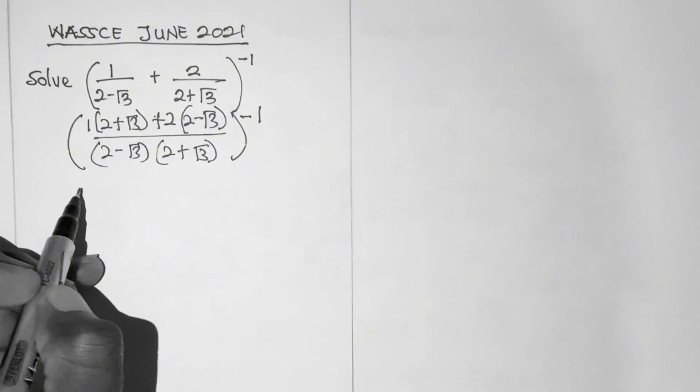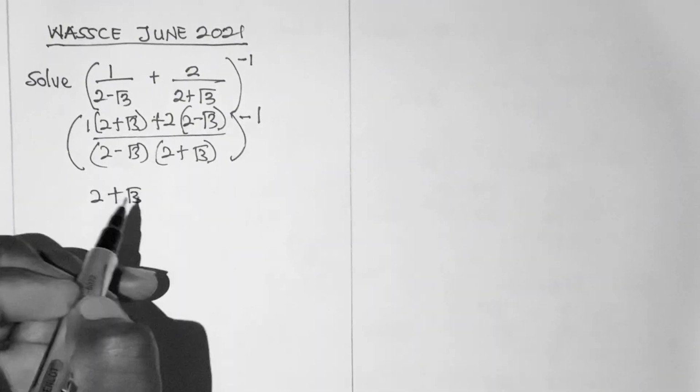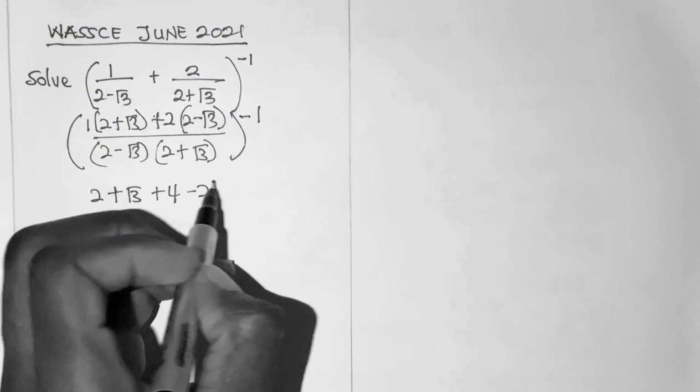So 1 times 2 is 2. And 1 times root 3 is plus root 3. And 2 times 2 is plus 4. And 2 times minus root 3 is minus 2 root 3.